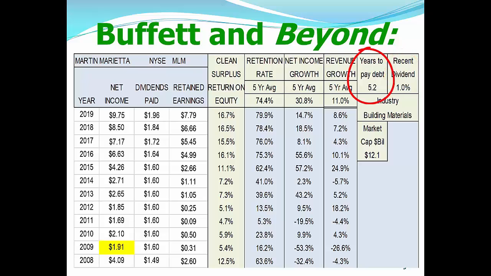Folks, this stock has high debt, and Buffett's rule of thumb in years to pay debt, if a company can take all that it's earning and pay off its debt, how many years will it take to do that? And in this case, 5.2. But don't forget, this company is making a lot of money because the economy's going good right now. So if the economy slows down and that net income drops or the revenues drop, then the years to pay debt might go up, and that could put this company into a little bit of a problem. So we have to be careful with a company like this. Again, it's cyclical, and the clean surplus return on equity is below our threshold of 20%, but still above the average stock. So we would expect this stock to do better than the market averages.